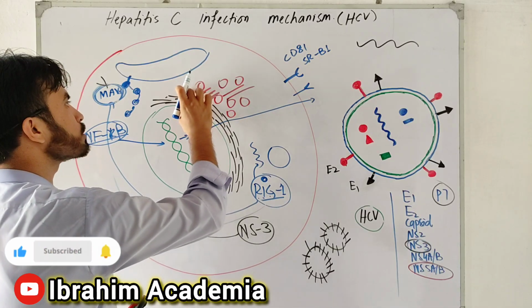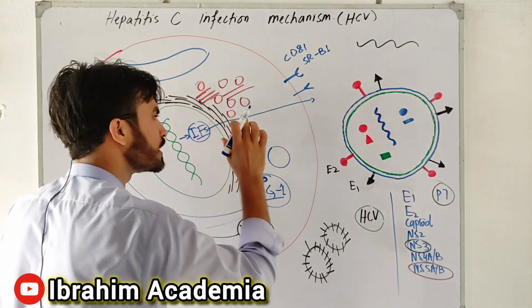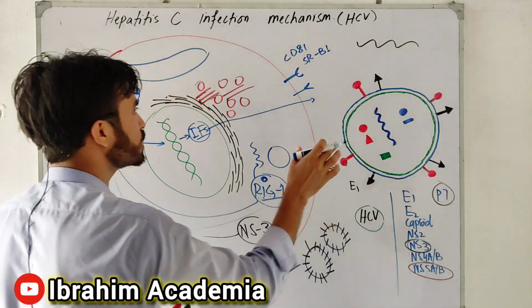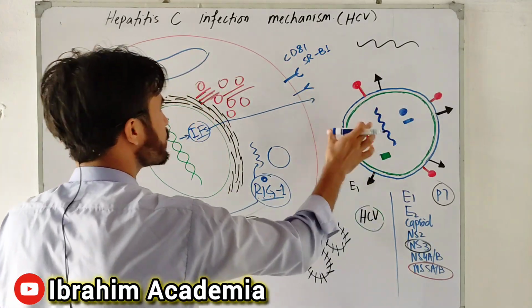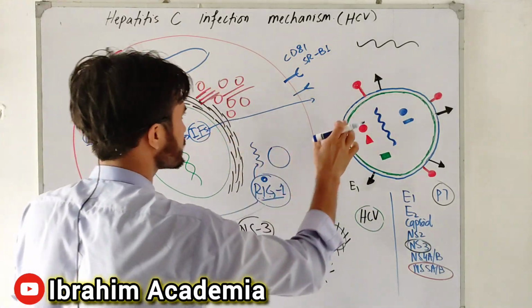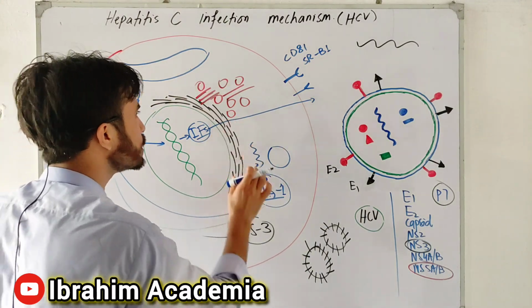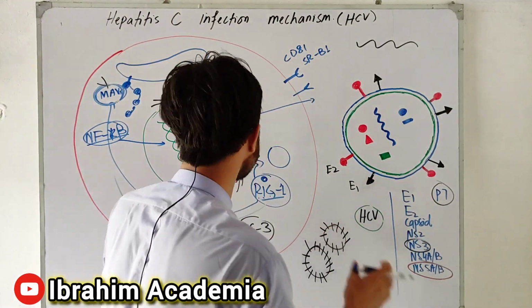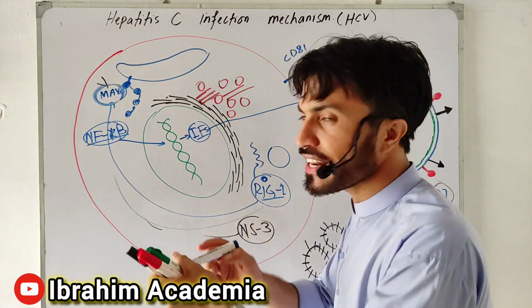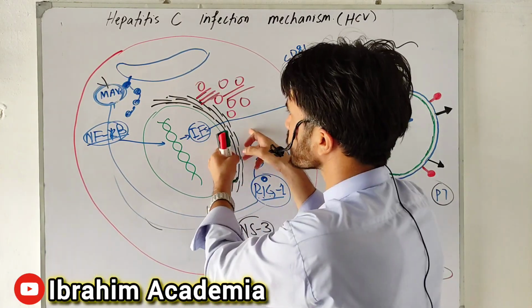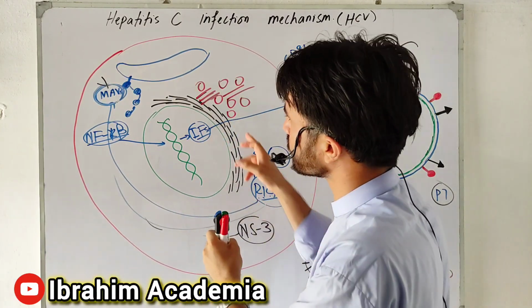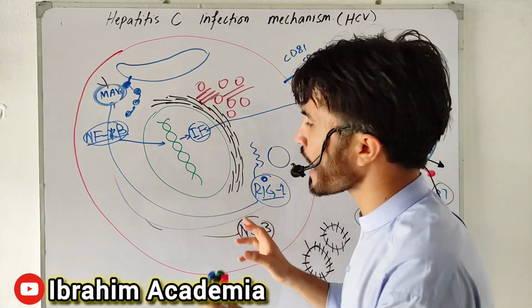On the smooth endoplasmic reticulum, it gets the assembly of its entire protein, its entire structure, and on the rough endoplasmic reticulum it synthesizes its own proteins. And after that, when the entire assembly has been completed for all the new viral particles, the virus then uses a trick.